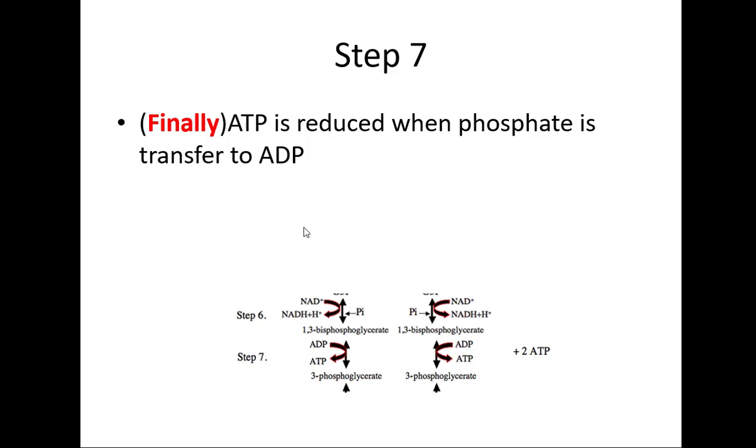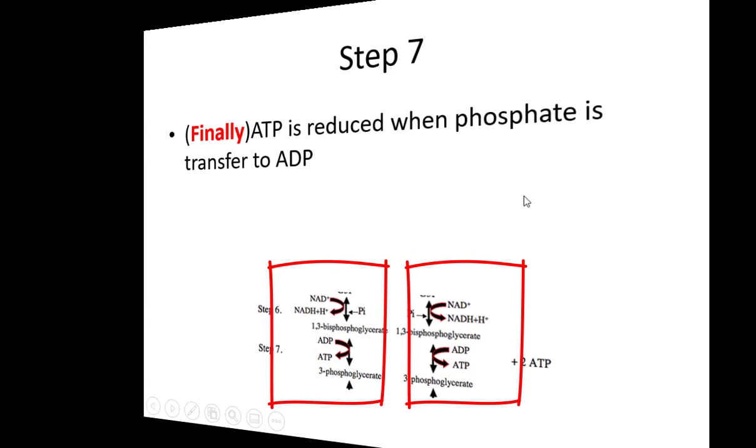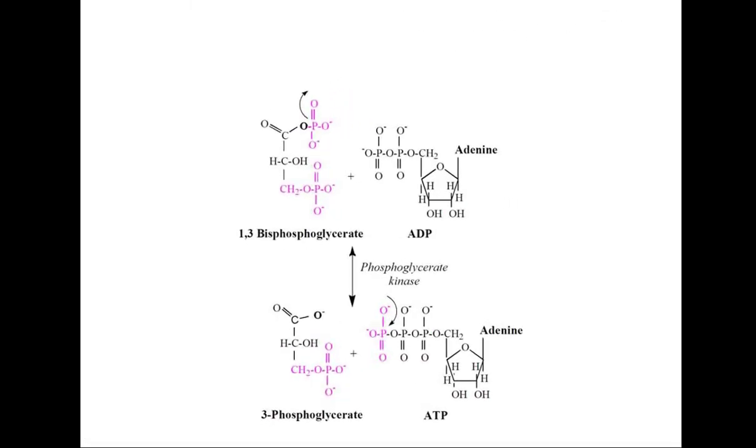Do you remember step 6? We put in another inorganic phosphate, so we have 1,3 bisphosphoglycerate. This 3-carbon molecule has 2 phosphates. So we can take 1 phosphate group from this 1,3 bisphosphoglycerate and produce ATP. But we have 2 pathways, right? So this is why we can produce 2 ATP. And this is the chemical structure. See, 1,3 bisphosphoglycerate, 2 phosphate groups. One of the phosphate groups goes to the ADP, so ADP becomes ATP.